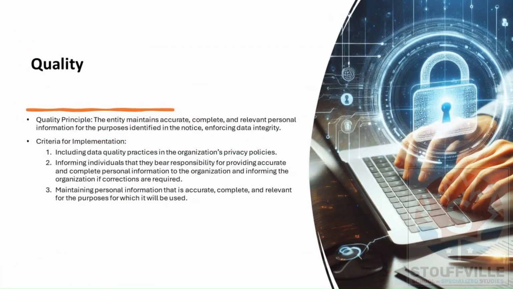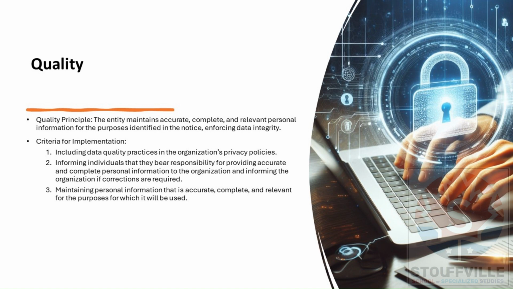Quality. Ensuring the accuracy of personal information is vital for privacy protection. The CIPM quality principle emphasizes maintaining accurate, complete, and relevant personal information. Quality principle enforces data integrity and reliability. Criteria associated with quality. Inclusion of data quality practices in the organization's privacy policies.